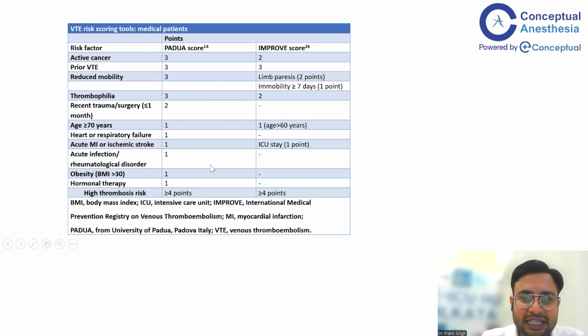So if the patient has a higher IMPROVE or PADUA score, you have to start anticoagulant therapy. Anticoagulant therapy can be of two kinds. Either it can be prophylactic, where you are preventing the patient from landing into any kind of catastrophe, or it can be therapeutic. So we have to understand, if these risk factors are there and the score is 4 points or more, then you have to start it, but in the prophylactic dose. And if the patient has any kind of embolism or thrombosis in the body, then you have to start in the therapeutic dose.